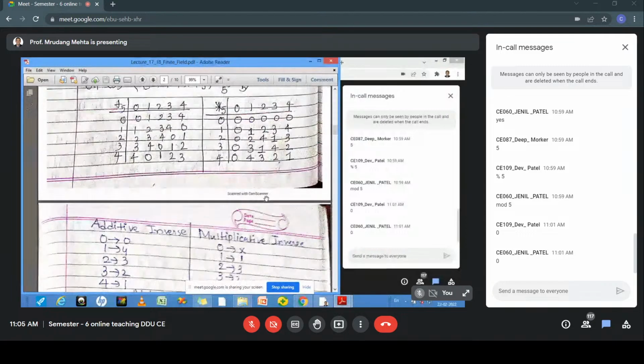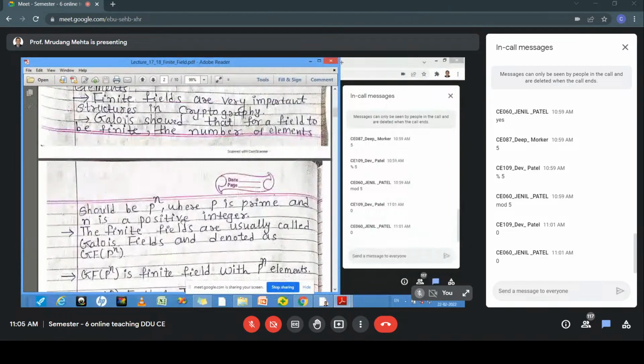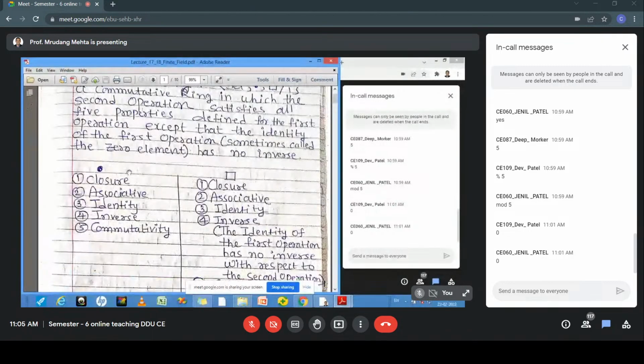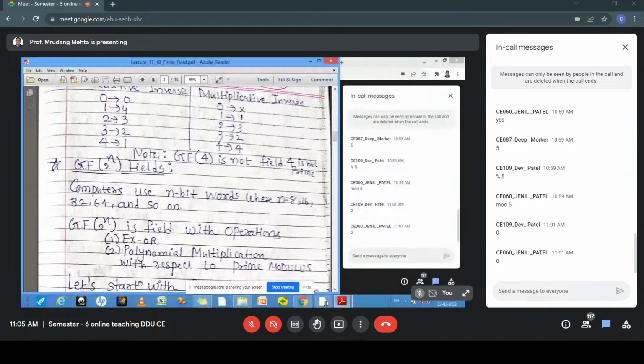So this GF5 is Galois field, because it satisfies all 5 properties. We have to also see that it is satisfying closure, associative, and commutative. Then Galois field is a finite field, or it is a Galois field. But if you see GF4, it is not a field, because 4 is not prime, and we can show that 4 is not a prime, right?